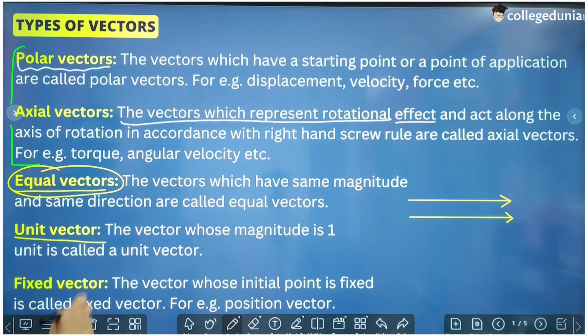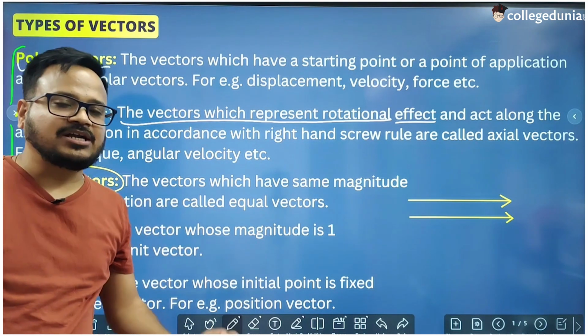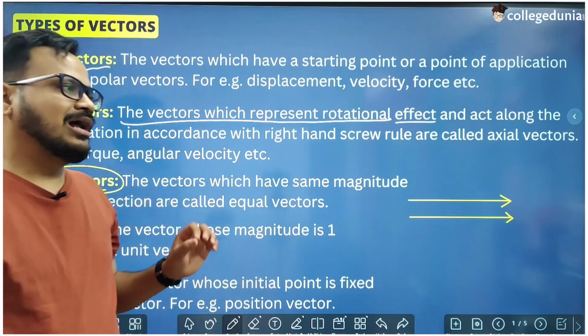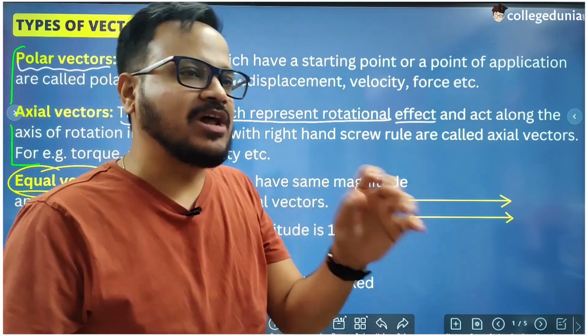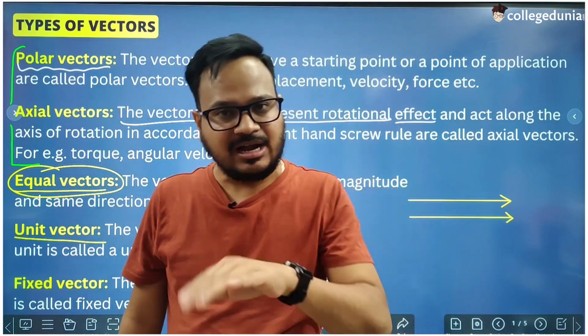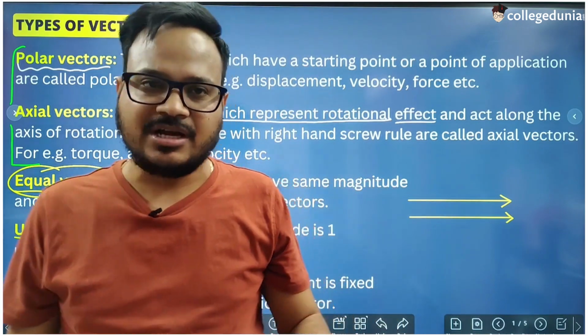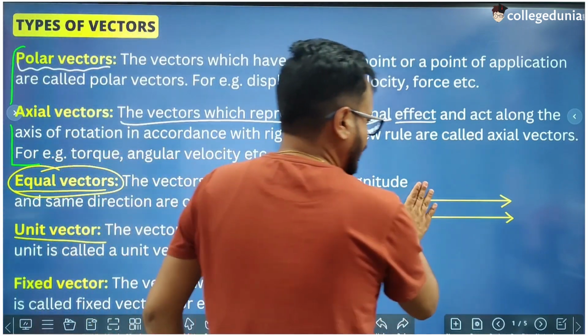Then unit vector. A unit vector is simply a vector whose magnitude is 1. Suppose you say a velocity of 1 meter per second. So velocity is a vector and magnitude is 1. So it represents a unit vector, right?